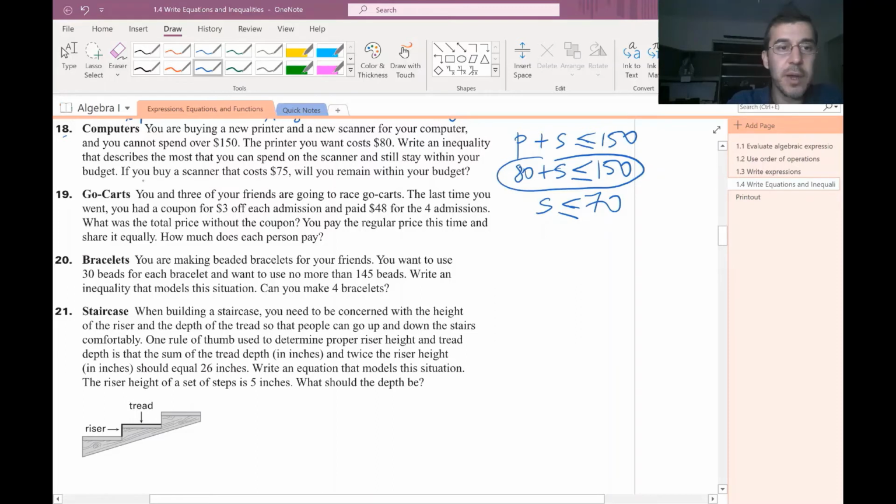And then it says, if you buy a scanner that costs $75, will you remain within your budget? The answer is no. It has to be less than or equal to 70. So the answer here is no.